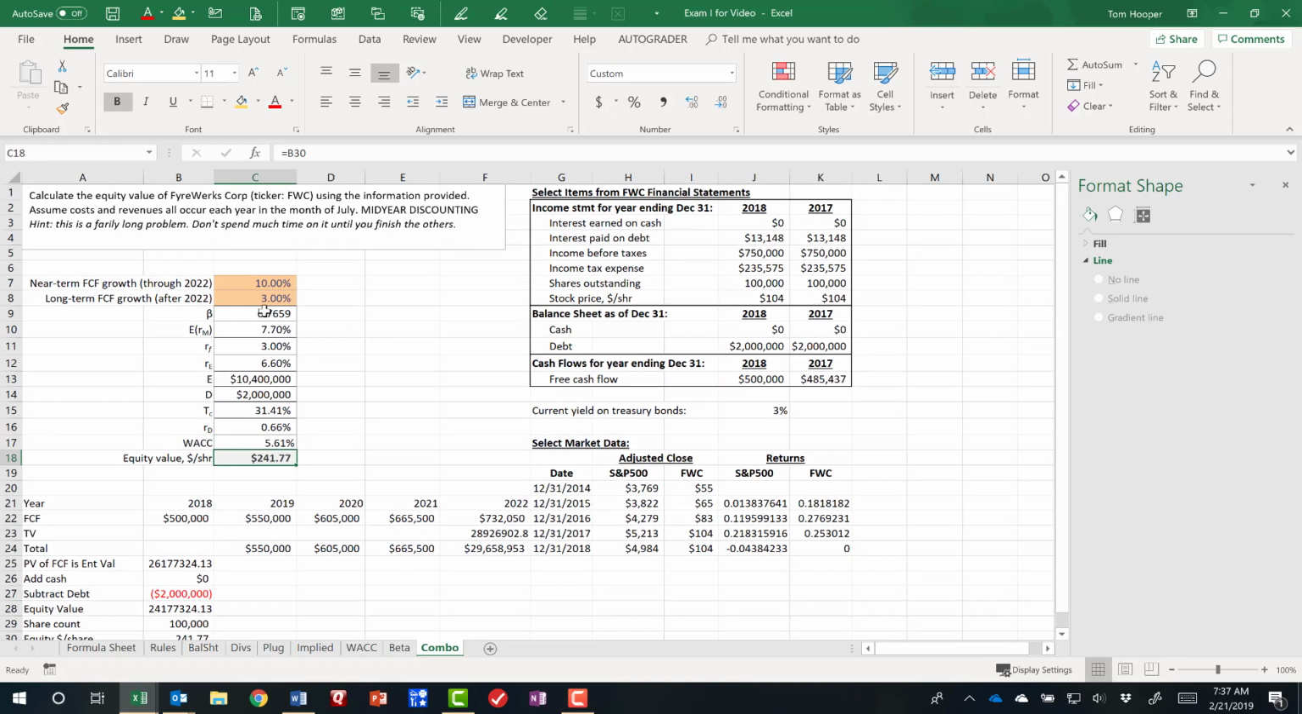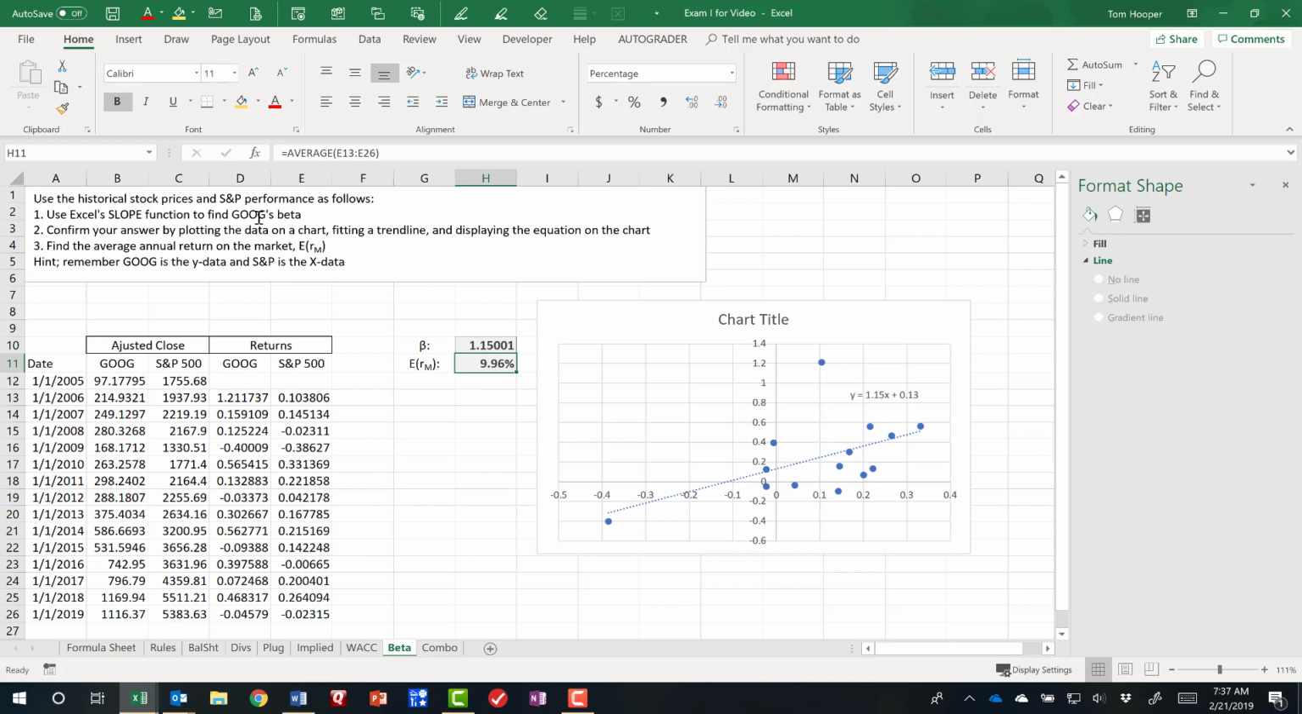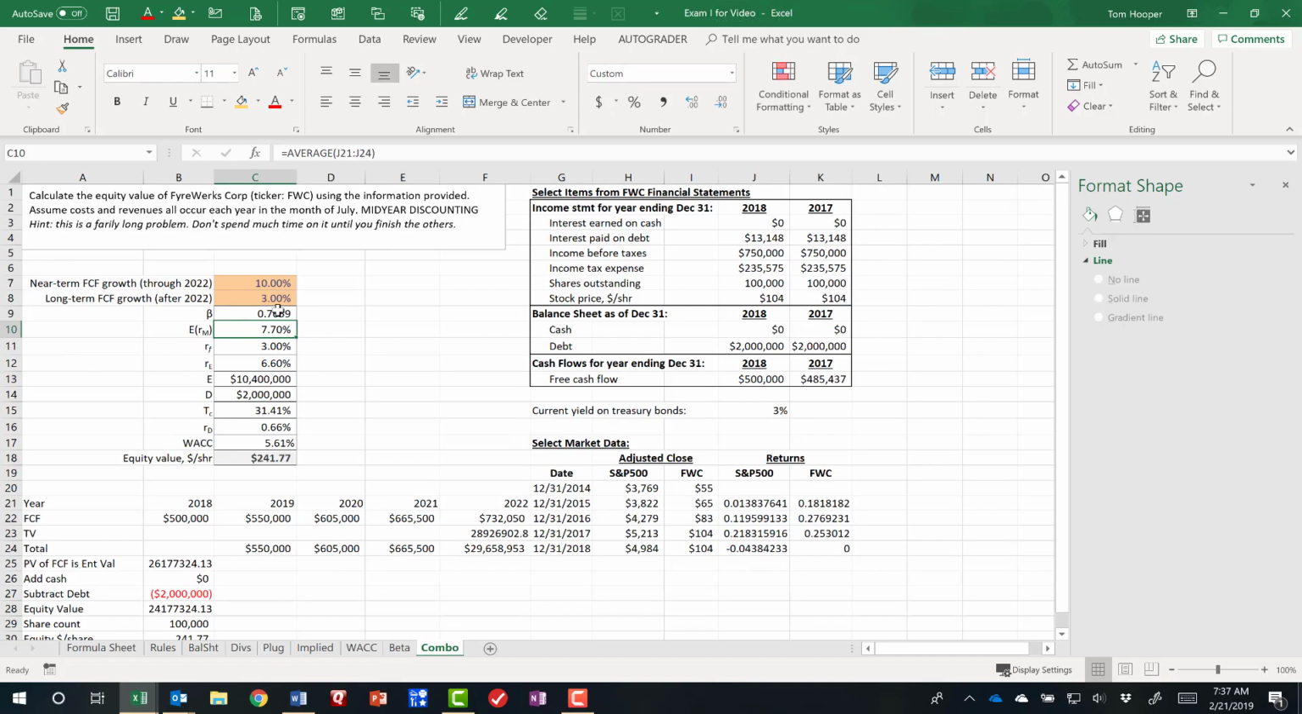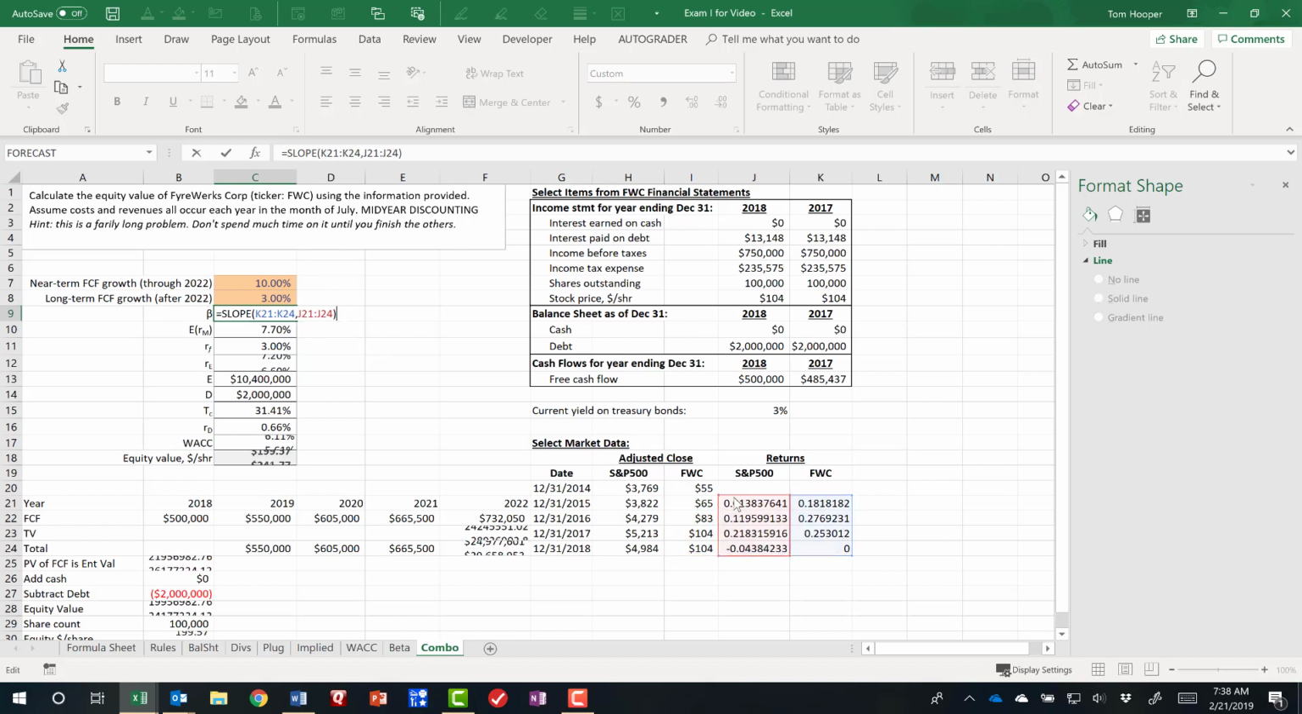I'll go back and look at these. So beta, I'm comfortable with that. Slope of the market, comma, the stock, that does not feel right. That's Y's and X's. I don't think that's what I said over here. That note that I made myself: Google is the Y data and S&P is the X data. And that's confusing. So over here, the stock should be the Y data and S&P should be the X data. So I got those backwards, so let me rearrange those. I've got a different number there, but I'm more confident with that one.